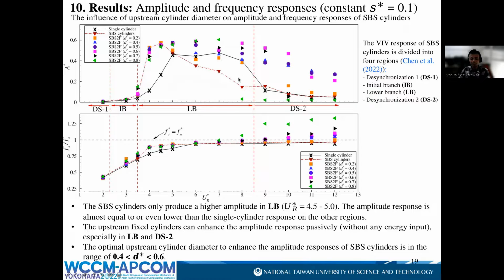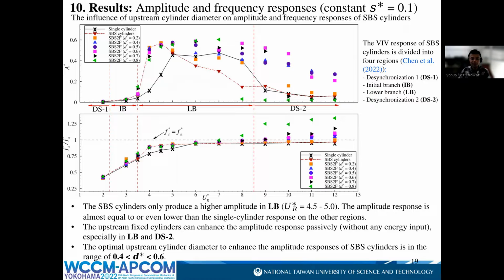So with this result, we can see that the set-based cylinder is not suitable for the 5S, because for the 5S we need larger amplitude to get the higher efficiency. So we try to enhance, or we try to control the VIV response using the upstream stationary cylinder. After we put the upstream stationary cylinder, we can see this result.